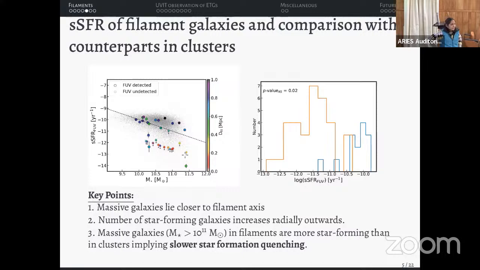I'm not detecting random galaxies, just galaxies lying in the filaments.